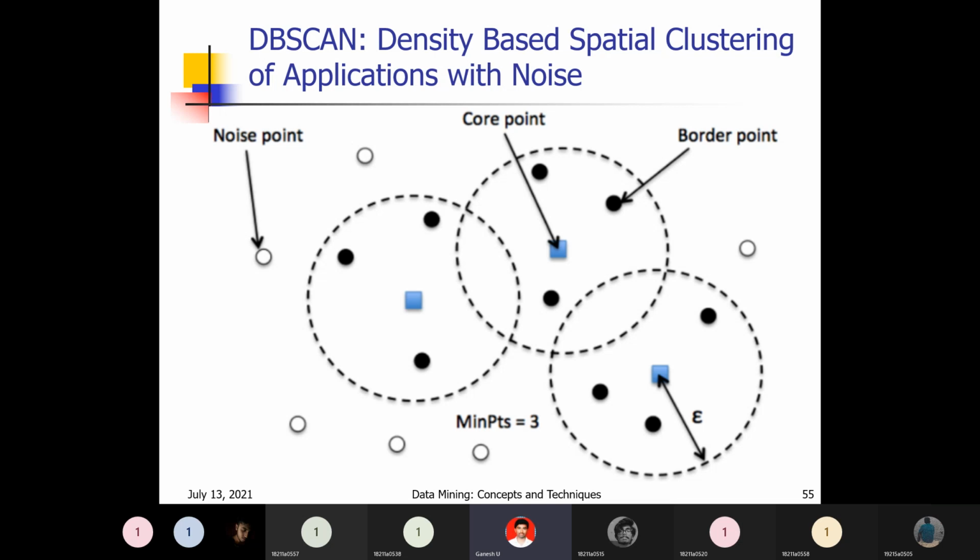In the same way, you just examine each and every object. We are having three circles. Now take the first circle. The blue color square is nothing but the core point. From that core point with epsilon radius, you draw a circle. Within that circle, 3 points are there. That's why that is called a core point.